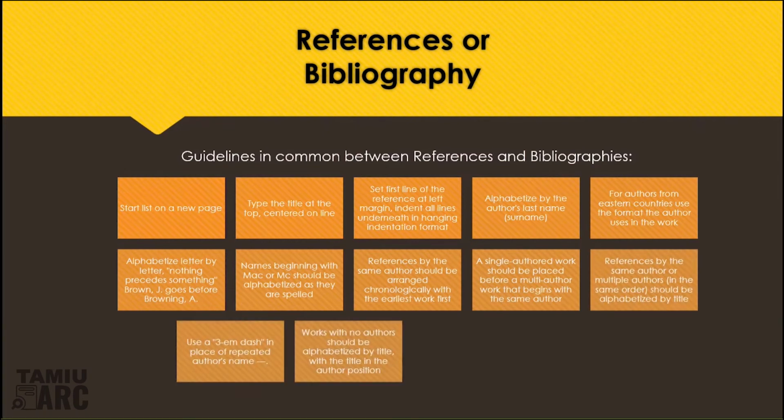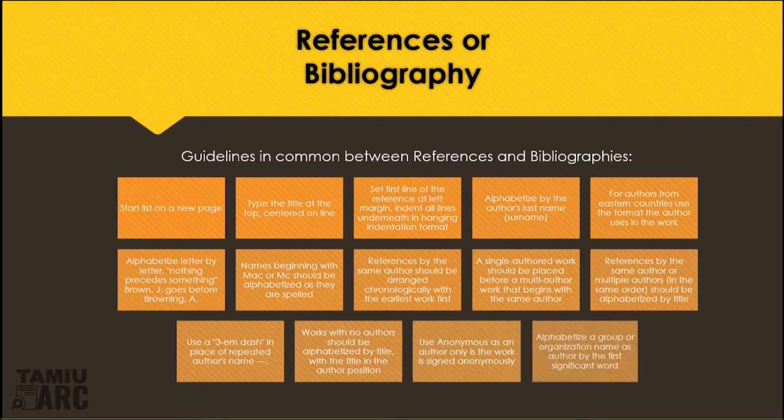Alphabetize entries by letter. Nothing precedes something, so for example, Brown would go before Browning. Names beginning with Mac or Mick should be alphabetized as they are spelled. References by the same author should be arranged chronologically, with the earliest appearing first. A single authored work should be placed before a multi-authored work that begins with the same author. References by the same author or multiple authors in the same order should be alphabetized by title. Use 3 em dashes in place of a repeated author's name.